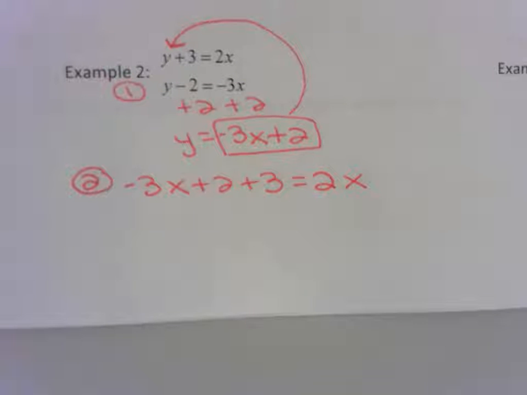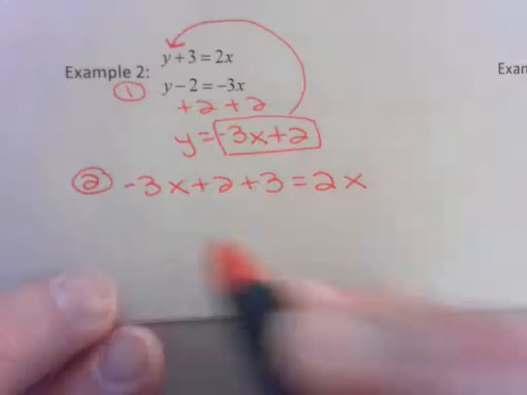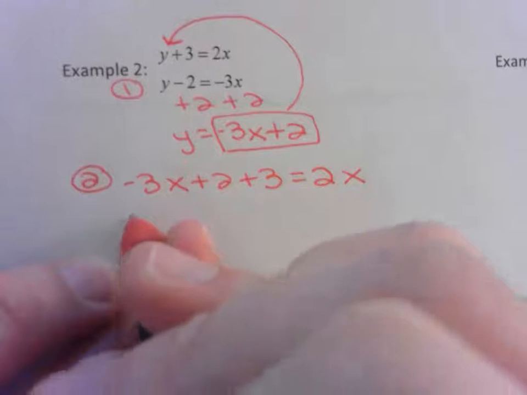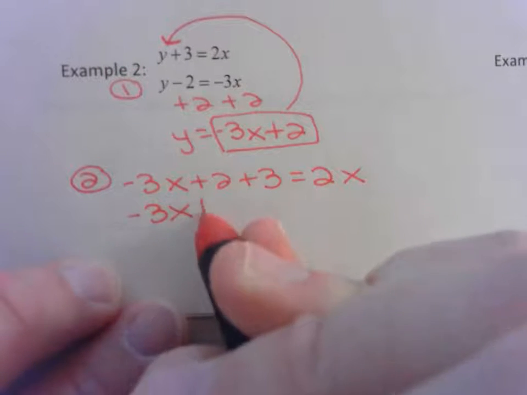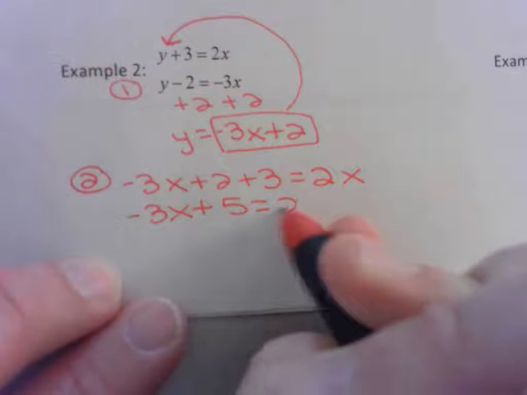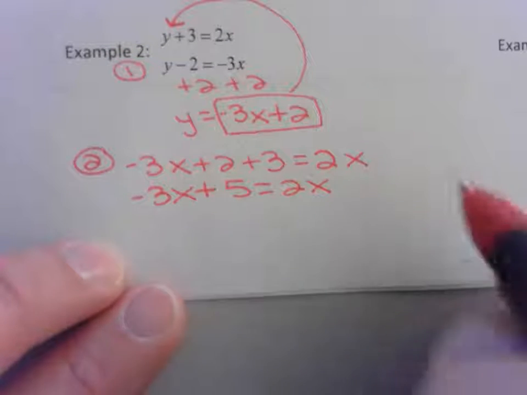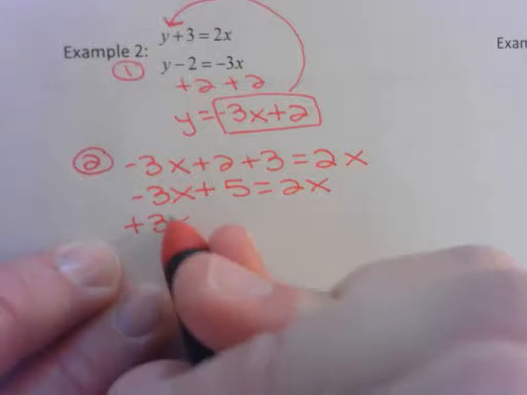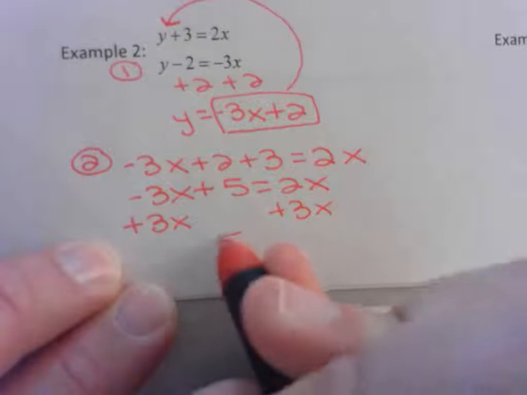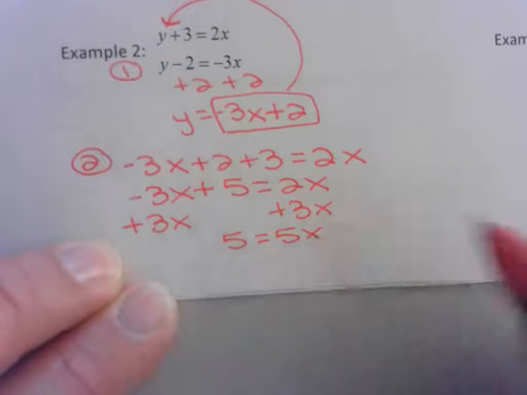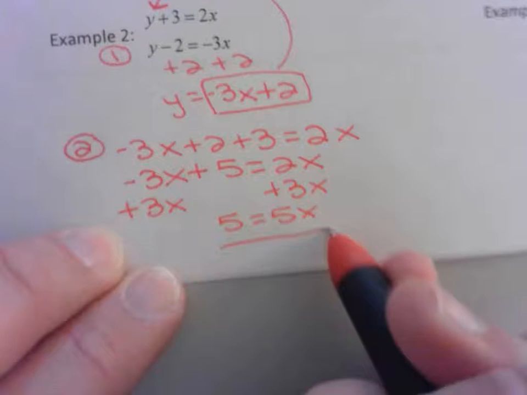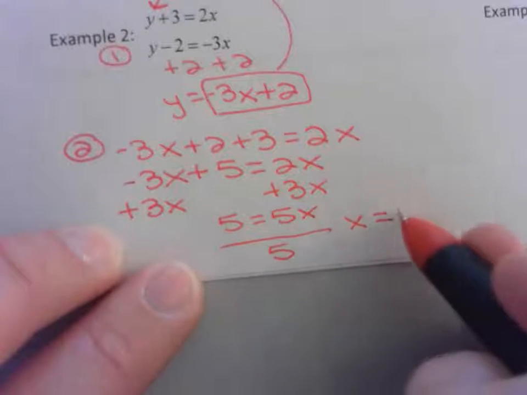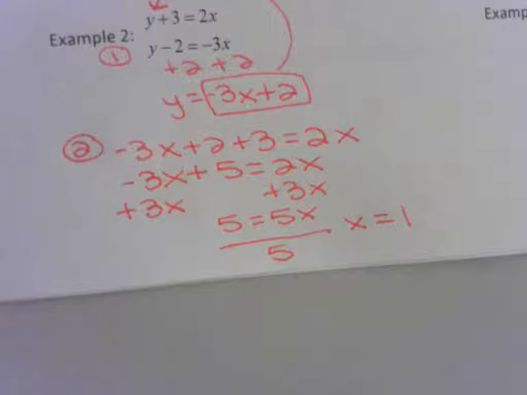Okay, so step 2. Now if I look at this, this is an equation, and what is my only variable left? X. So I can solve for x. What do I do first to solve for x? That's going to be negative 3x plus 5. 2 plus 3 is 5. What do I do next? Add 3x. 5 equals 5x. 3 plus 2x is 5x. Divide by 5. So x equals 1. Once you plug it in, it's solving an equation. You know how to solve an equation. 3 minus 2 is 1 too.